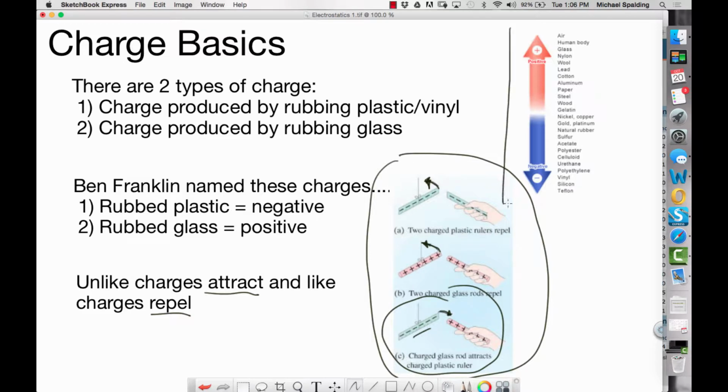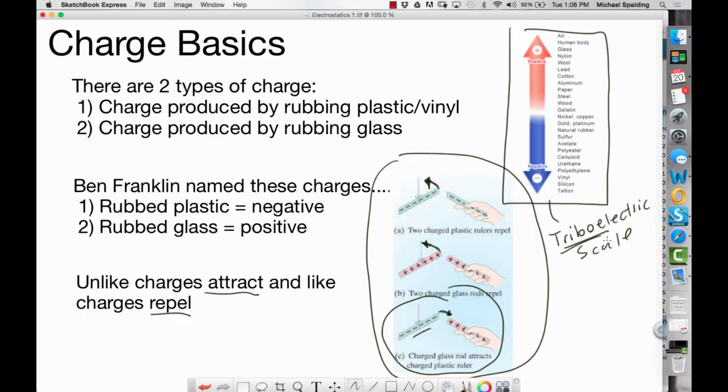Now I learned a new word reading the textbook last night. So this right here, this scale, this is referred to as the triboelectric scale. Anybody know the prefix tribo? There's a prefix that, does anybody know? Tribo means, it's the Greek word for rub. So it's the scale of what happens when you rub things.